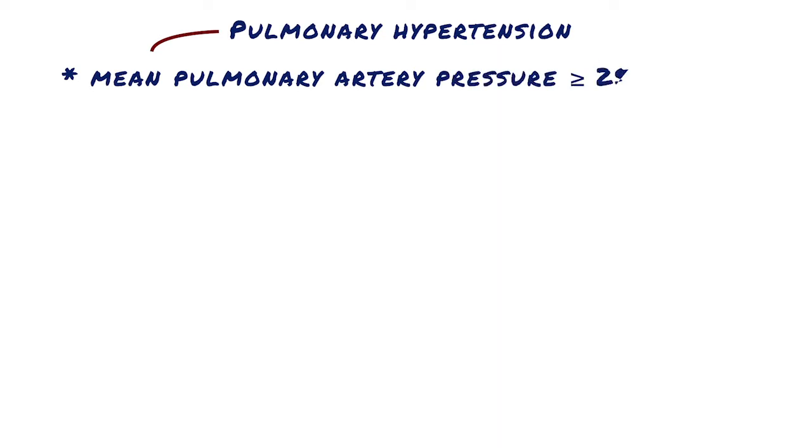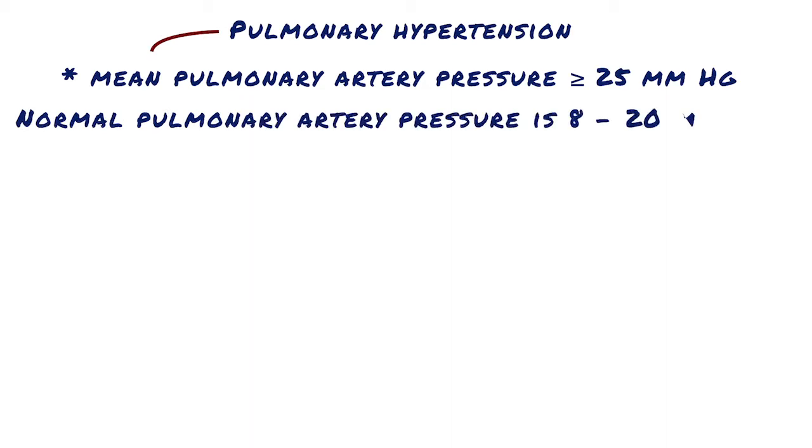Pulmonary hypertension is defined as a mean pulmonary artery pressure greater than or equal to 25 mm mercury at rest. Normal pulmonary artery pressure is 8 to 20 mm mercury at rest. If the pressure in the pulmonary artery is greater than 25 mm mercury at rest or 30 mm mercury during physical activity, it is abnormally high and is called pulmonary hypertension.